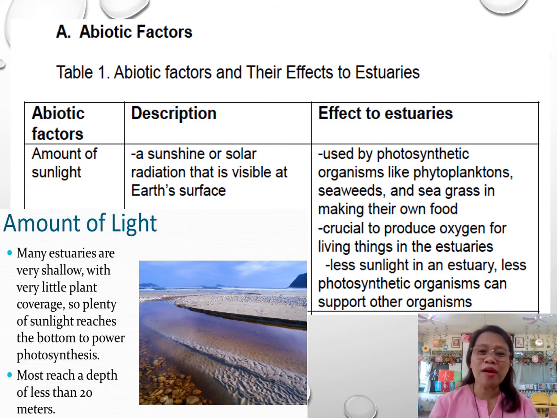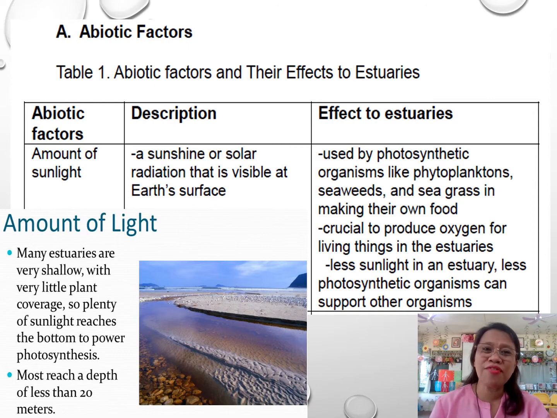Now, in the estuary and intertidal zone, there are biotic factors and abiotic factors. Abiotic factors, these are the non-living things. So what are they? Table 1 gives us the abiotic factors and their effects to estuaries. So you have number 1, amount of sunlight. How will you describe amount of sunlight? So sunlight or solar radiation that is visible at the Earth's surface. This is not new to us, kay permi ta mainitan.